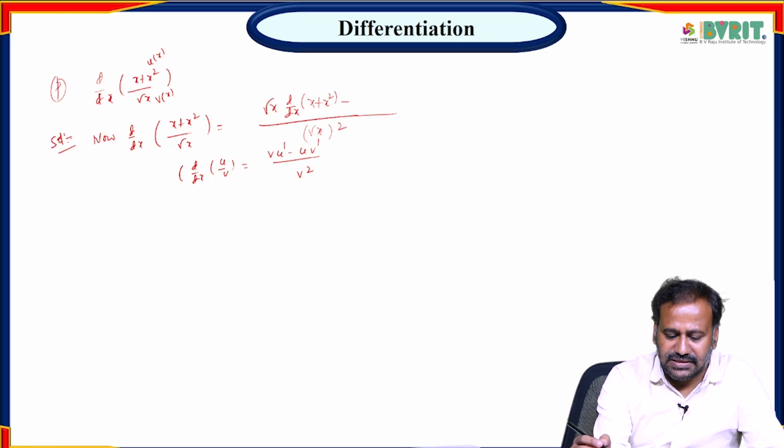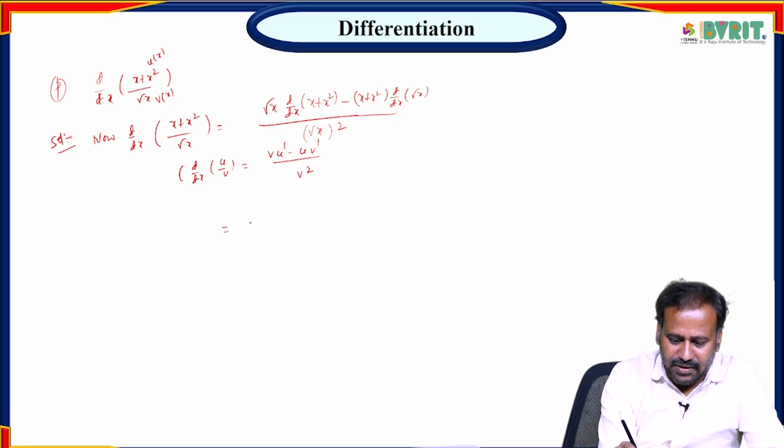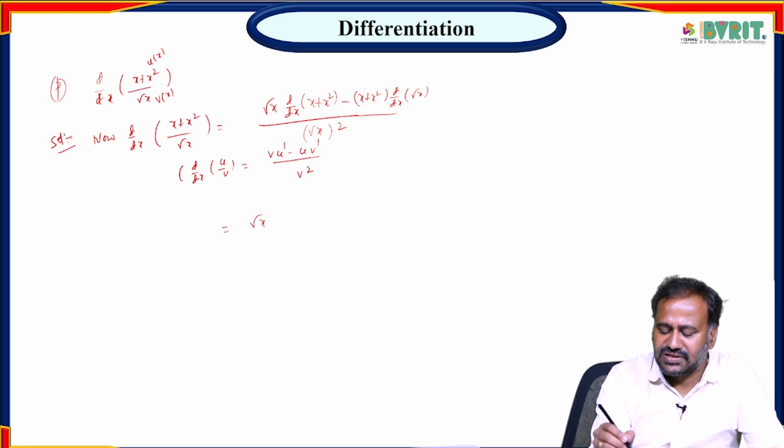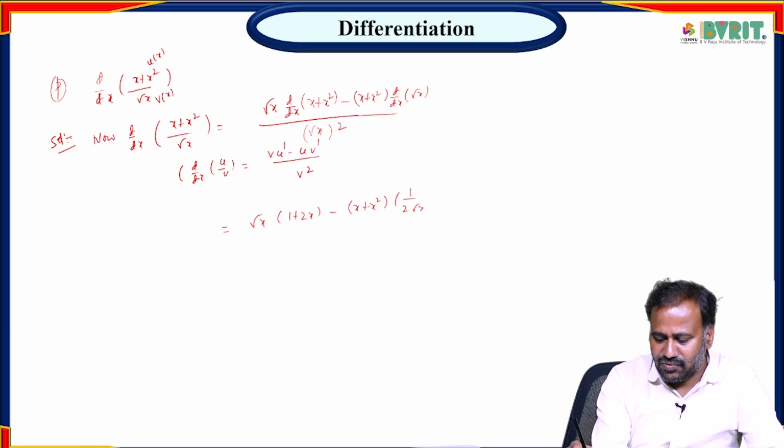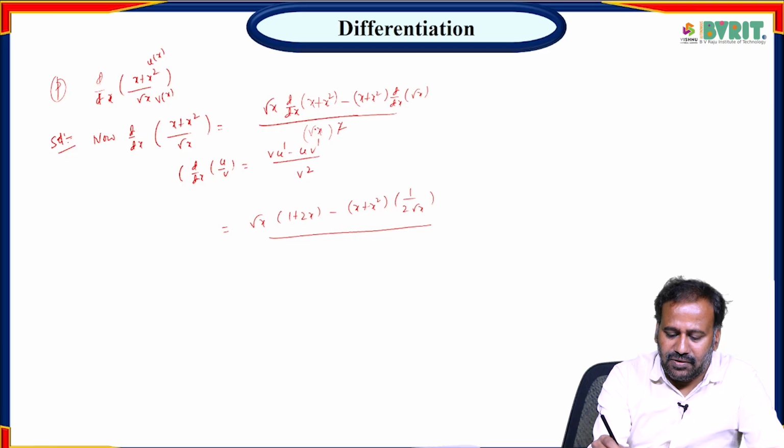According to the formula, minus. Next, x plus x square will be as it is. Next, differentiation of root x. I am writing this root x as it is. Now differentiation of x plus x square is 1 plus 2x, minus x plus x square will be as it is, root x differentiation is 1 by 2 root x, divided by the square and root will be cancelled.